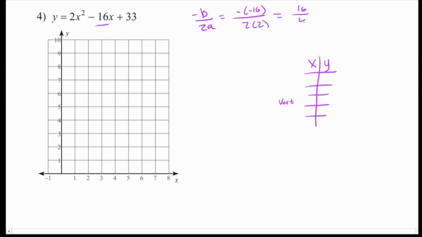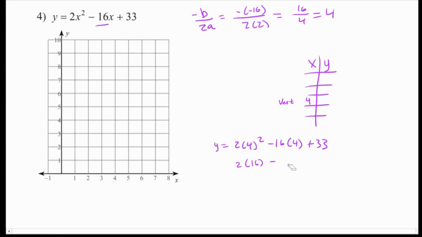So that becomes 4, which is what we call the axis of symmetry, but also is just the x value of our vertex. Now, to find the y value, I'm just going to plug that in. So y equals 2 times 4 squared minus 16 times 4 plus 33. So I got 2 times 16 minus 64. No, is that right?